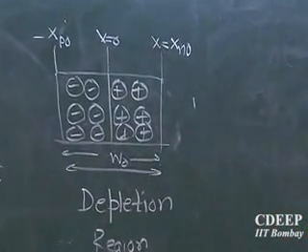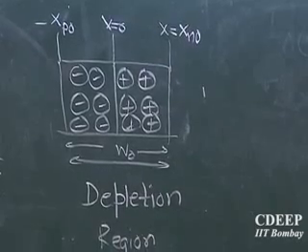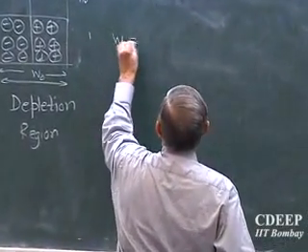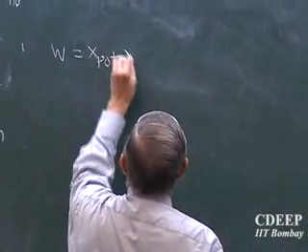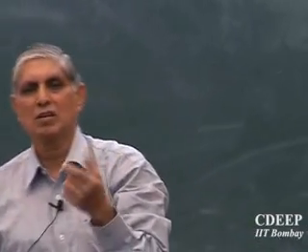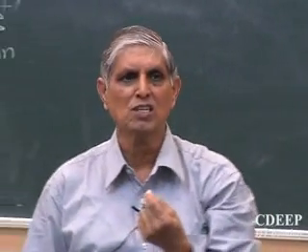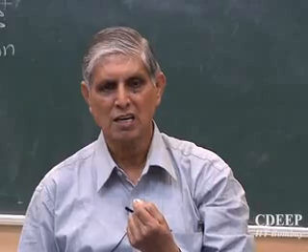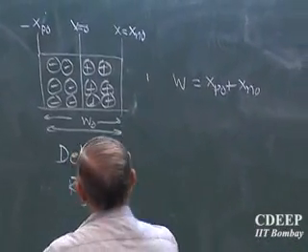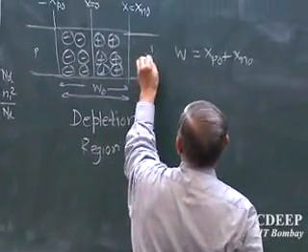Is that clear? On the P side it has the opposite sign, because I have taken 0 in the middle. So how much is W? The thickness of the ionized layer on the P side plus the thickness of the ionized layer on the N side, total, is the depletion width. Is that correct? Depletion width. And ahead of this depletion width, of course there is a P region, and ahead there is of course the N region.